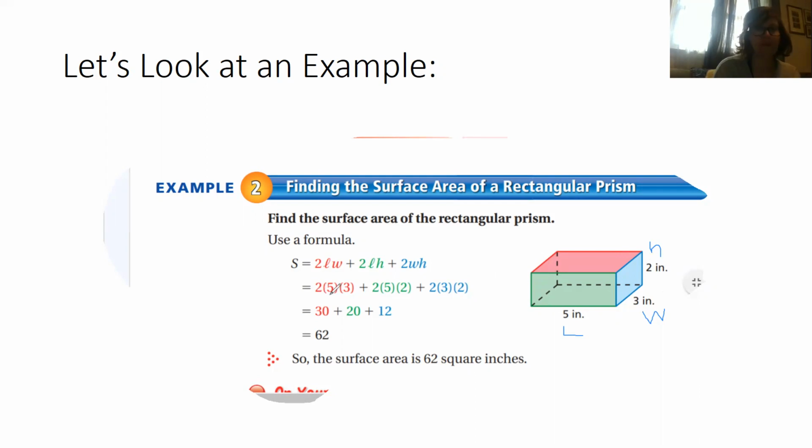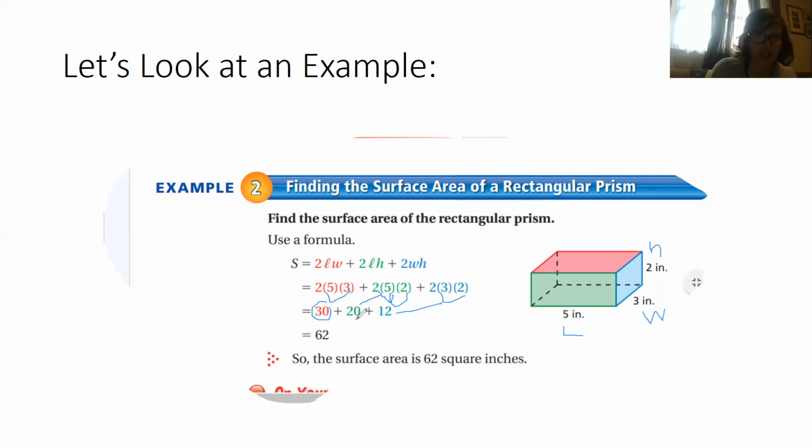So 2 times 5, that would give me 10. And then 10 times 3 is going to give me 30. Then I'm going to go over here and multiply this. So 2 times 5 gives me 10, and 10 times 2 is going to give me 20. And then finally down here, the last one, 2 times 3 is 6, and 6 times 2 is going to give me 12. So that's where your 12 is.